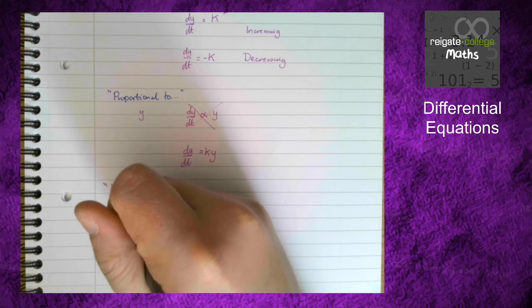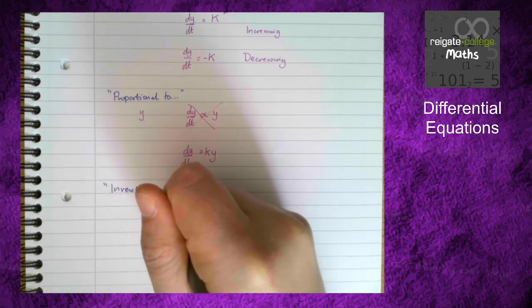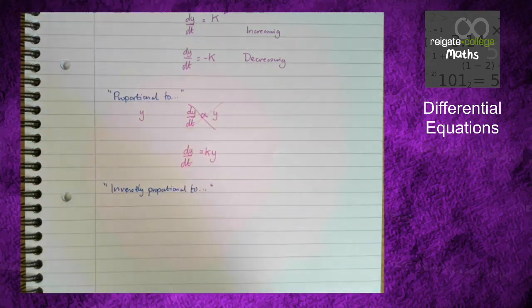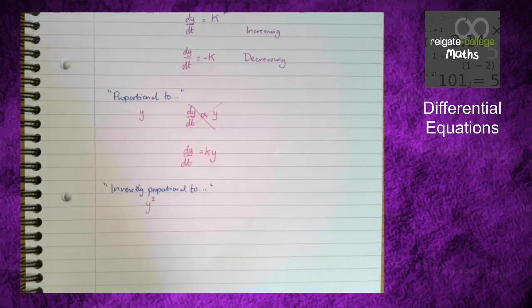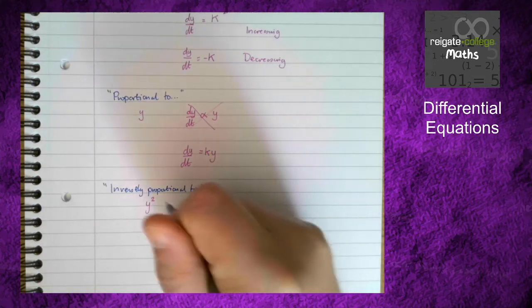The last one we're going to look at is inversely proportional. And again, we're going to look at inversely proportional to y, but it could change. We might have y squared, for instance. It might be that the population is decreasing at a rate that is inversely proportional to the square of the number of people. Something crazy like that. So it's still proportional.